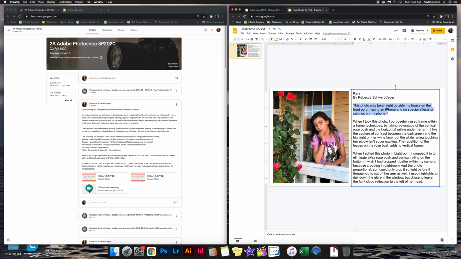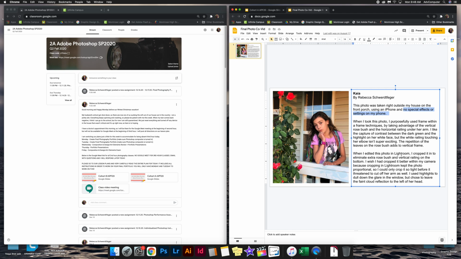You've seen this picture over and over and over again. I told you I used no special effects or settings on my phone when I took it. I did frame it on purpose so that I had the roses running vertically and the railing running horizontally under her arm. And then I talked a little bit about composition and art elements there.